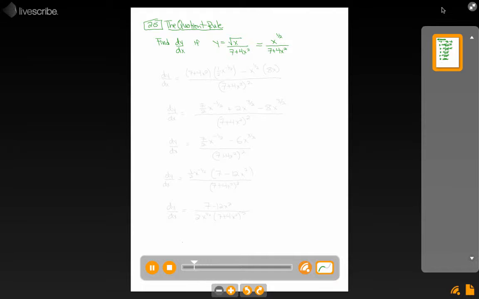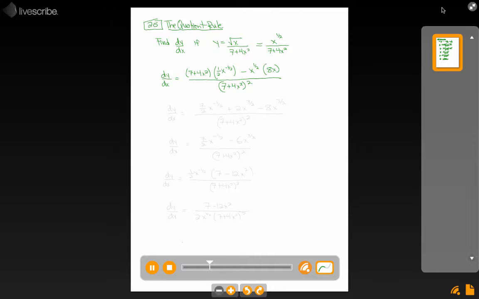And my derivative, if you recall the quotient rule, says it's the bottom function, 7 plus 4x squared, times the derivative of the top, so 1/2 x to the negative 1/2, minus the top function, times the derivative of the bottom, 8x. All of that divided by the bottom squared, 7 plus 4x squared.